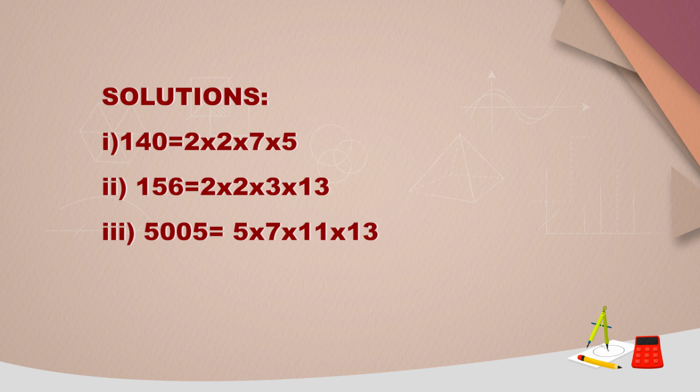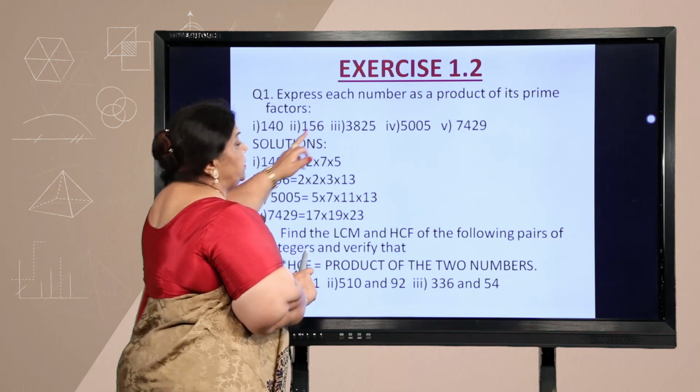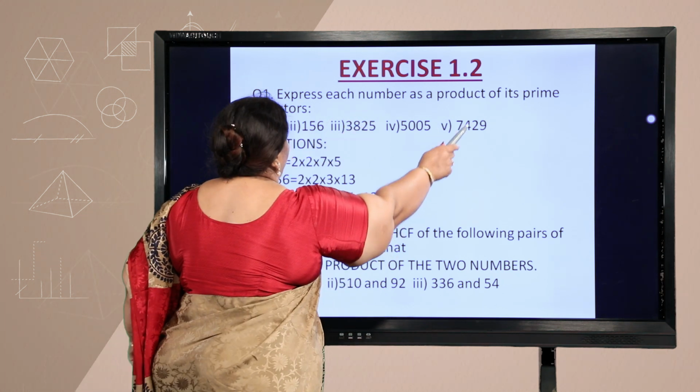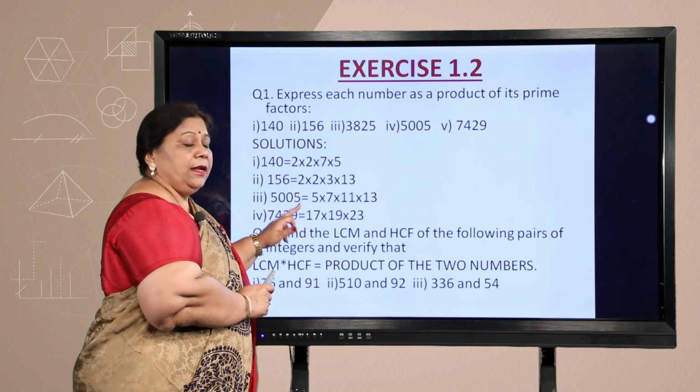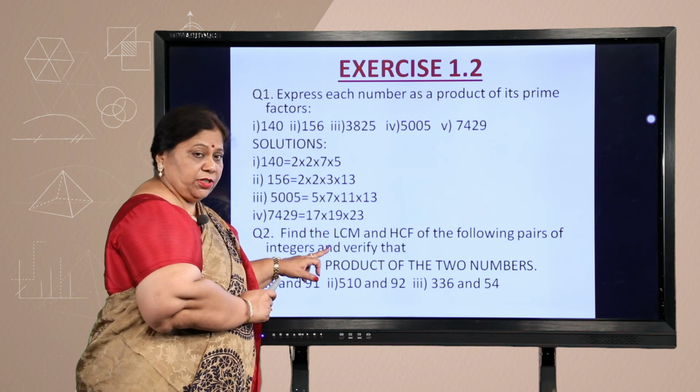See that all the numbers are prime numbers. 7429 can be expressed as 17 into 19 into 23. So, we have expressed the numbers as a product of the prime factors in all the 4 cases. Now, let us look into the second question.